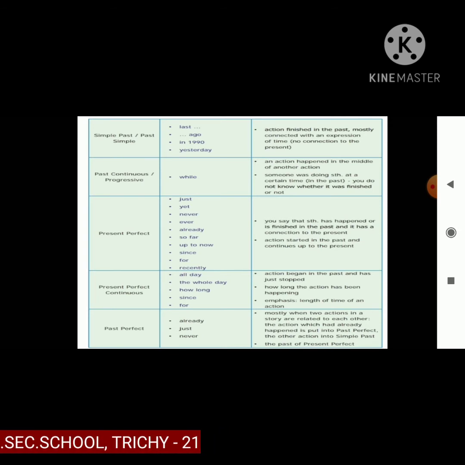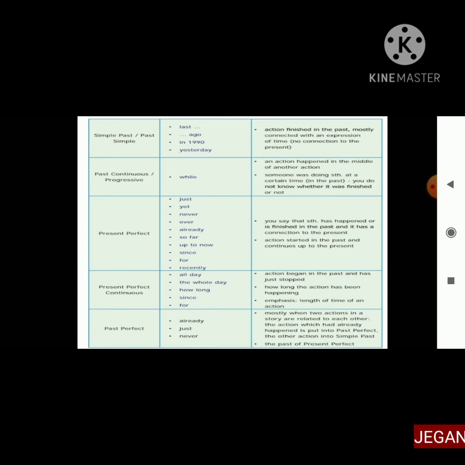They were singing a song. They were sitting on the bench. He was sitting. He was reading a newspaper. So that's the difference. So where will you use was and were? So that's past continuous progressive. Someone was doing something at a certain time in the past. You do not know whether it was finished or not. We don't know whether it is finished or not.